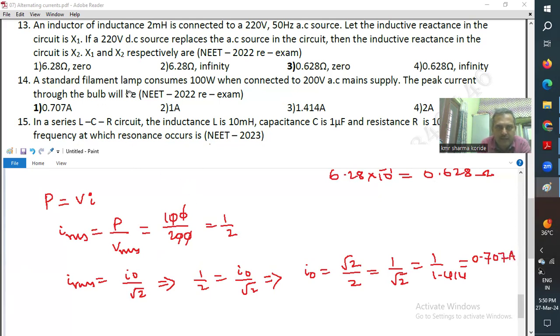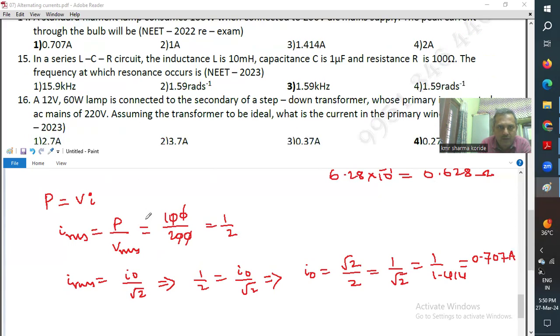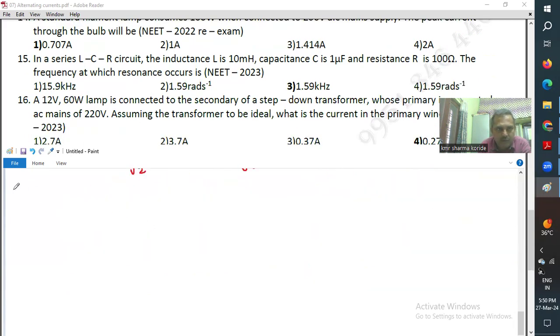So first option is correct. Moving to the next question. This is question number 15. In a series LCR circuit, the inductance L is 10 millihenry, capacitance 1 microfarad, and resistance is 100. So the frequency at which resonance occurs.